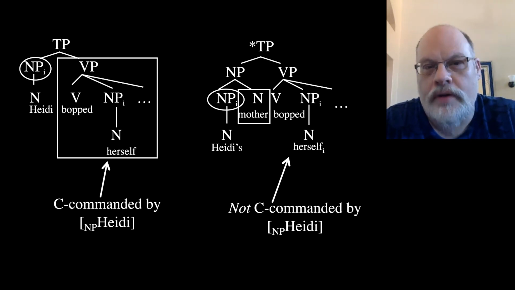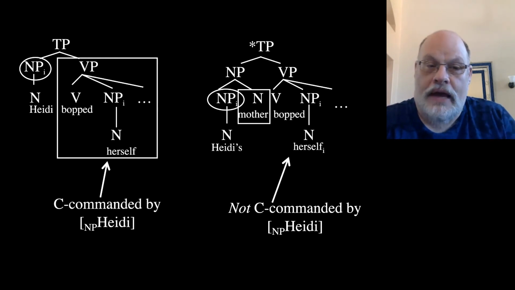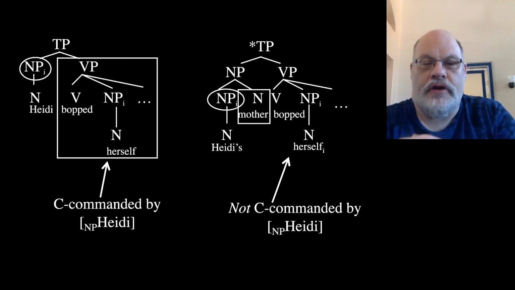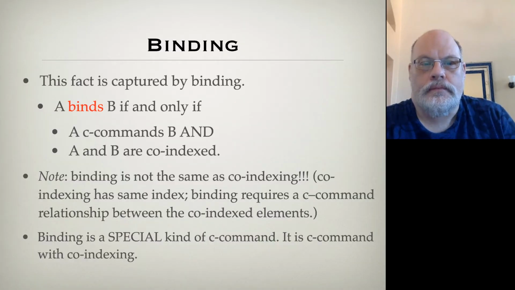This is what we're going to use to distinguish the two cases. We're going to put a condition on anaphors such that they must be in the C command domain, if you like, or be C commanded by the antecedent. If they're not, as in the tree on the right, the anaphor is going to be ungrammatical with that interpretation or co-indexing. We capture this notion with a relationship called binding.